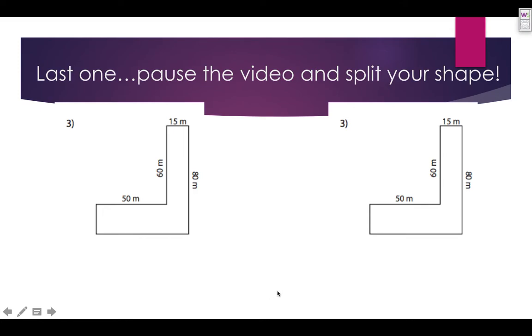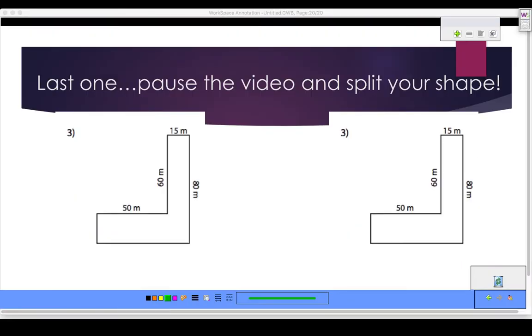So this is the last question that we're going to work through together. Right now, what I'd like you to do, please, is to pause the video, and before you go forward, I want you to split up your shape. How are you going to split this shape? So please pause it. Okay. Now your shape should be split.